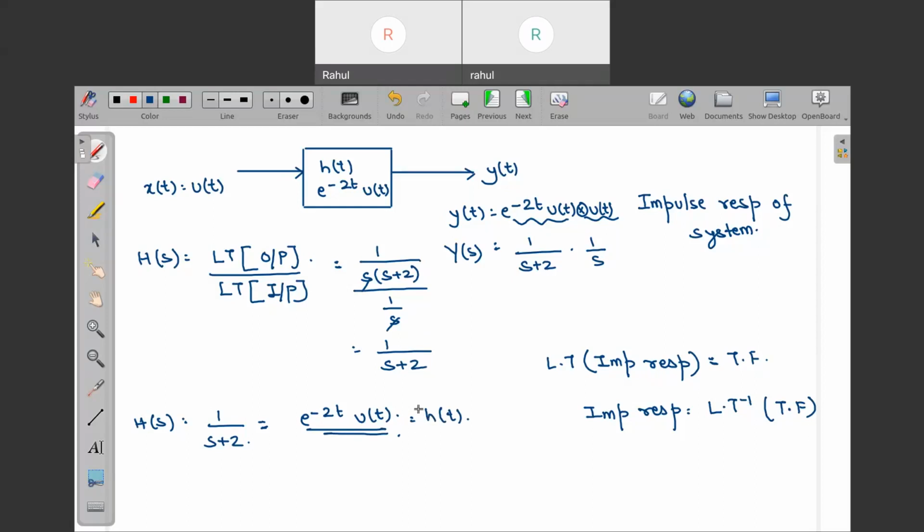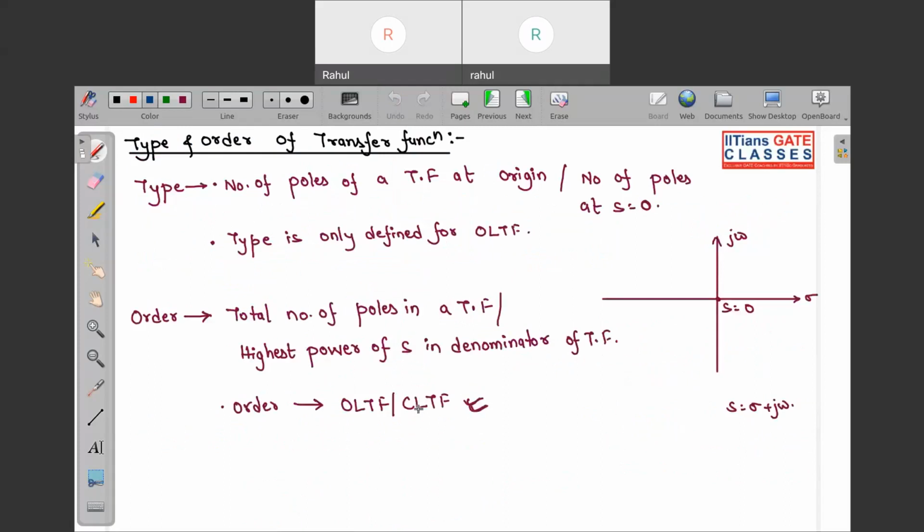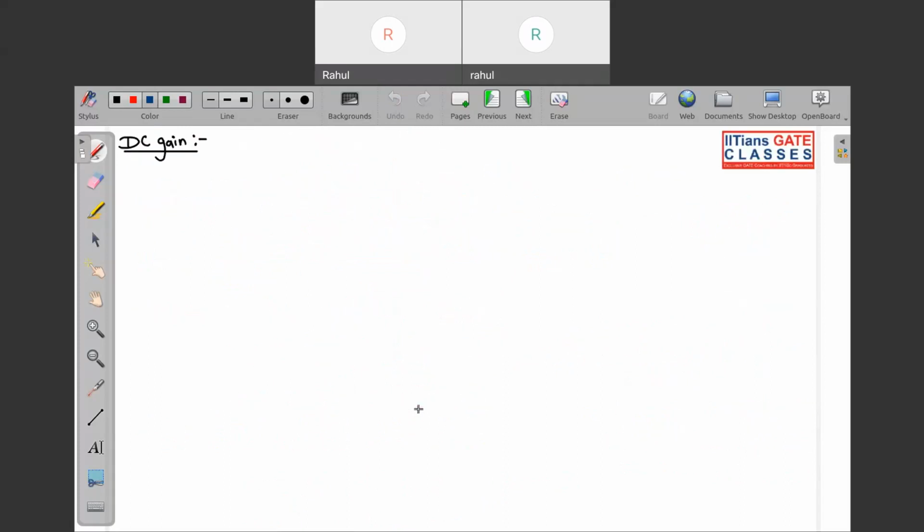This is your h(t), which we call the impulse response. Any doubt in this? Okay, fine. So next we have to study the DC gain of the system.